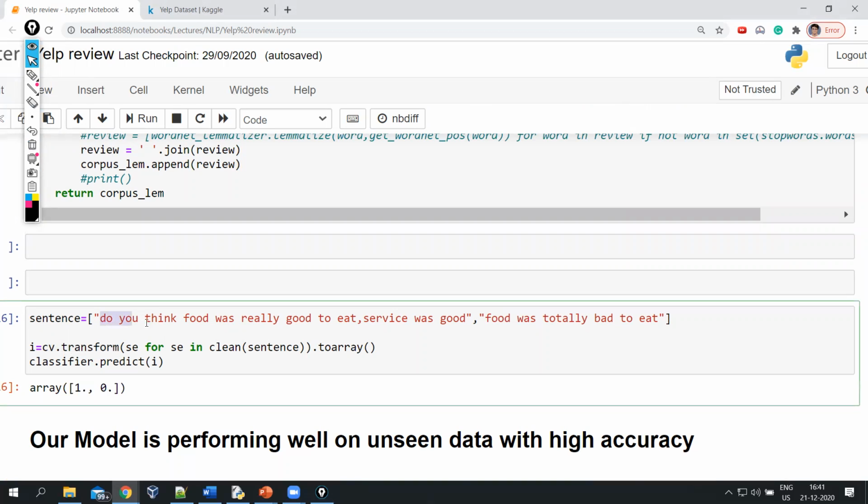My first sentence is, do you think the food was really good? Service was good. This is a positive sentence, and I got 1 as a response. Same way, the second is, food was totally bad. This is a negative review, so I got 0 here, which is a negative statement.